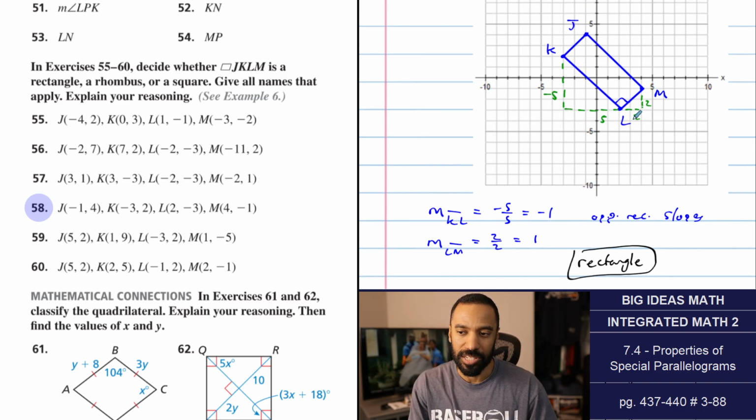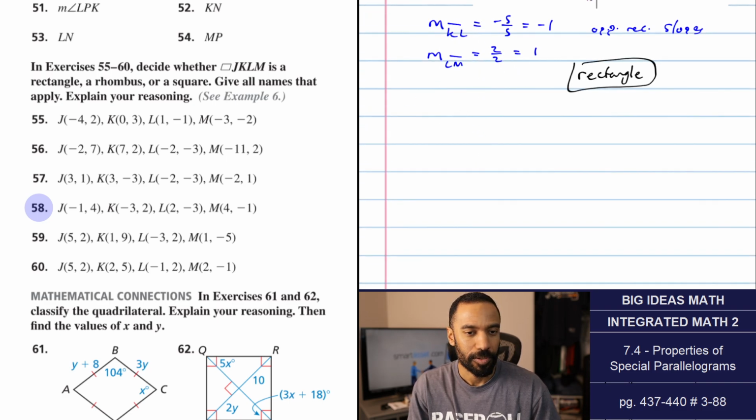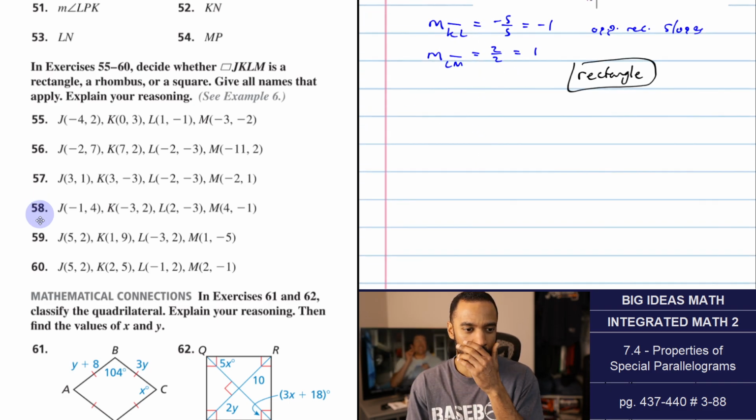What I did as a test before with diagonals was: if perpendicular, it's a rhombus. Now I'm doing the sides: if perpendicular, it's a rectangle. Before I would have said if diagonals are congruent, it's a rhombus. Now I'm saying if the diagonals are congruent, it's a rectangle. And if the sides are congruent, it's a rhombus. So pretty interesting role reversal there.